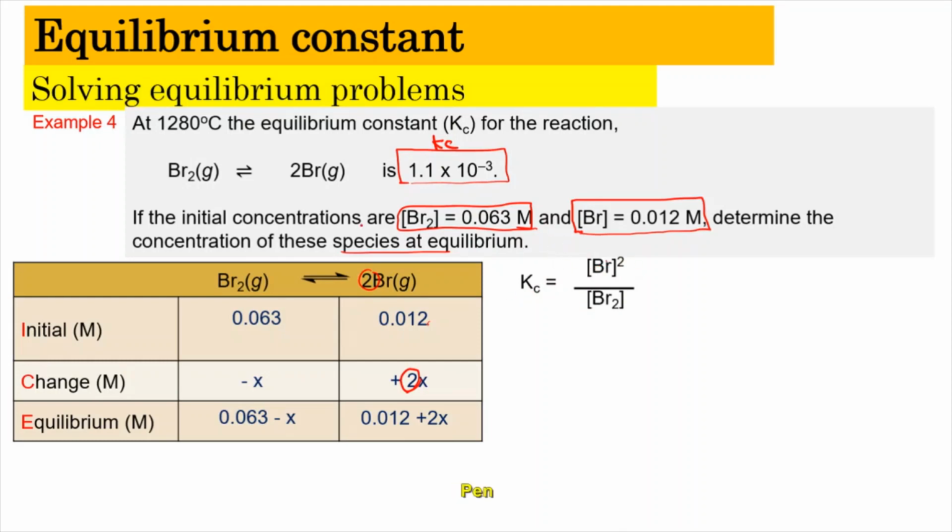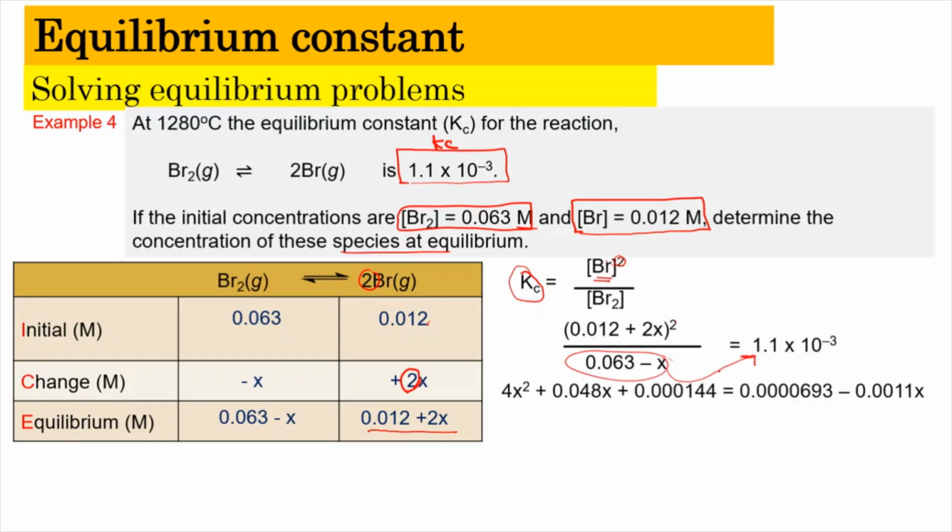Okay, and from here, you can write your Kc expression. Your Kc is basically the Br concentration to the power of 2 divided by the bromine molecule concentration. Then you substitute the Br at equilibrium, which is 0.012 plus 2x to the power of 2, divided by the bromine molecule, which is 0.063 minus x. This Kc here equals 1.1 times 10 to the power of negative 3. So you're going to do a cross multiplication, bringing this to the right hand side. You expand 0.012 plus 2x squared, and when you expand that, you get this value. Then you bring this term to the right hand side, and as usual, you write it on one side only, which produces a quadratic equation.